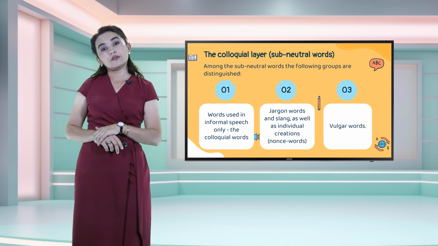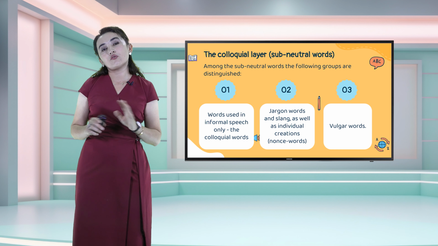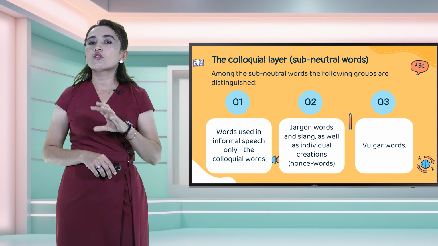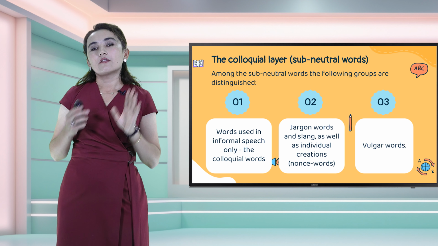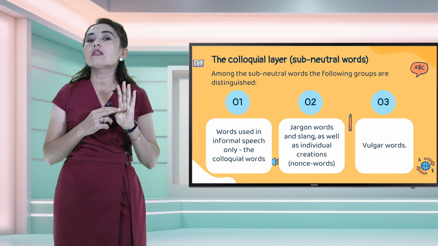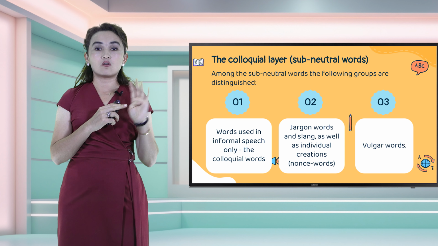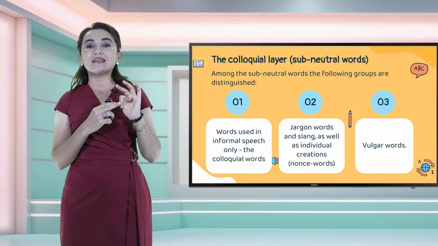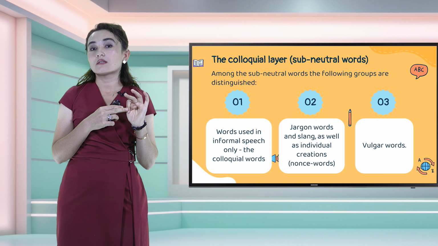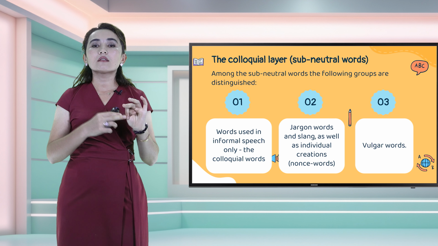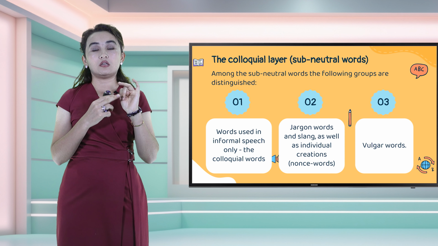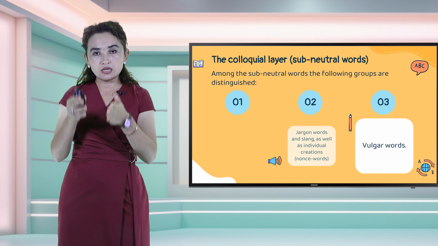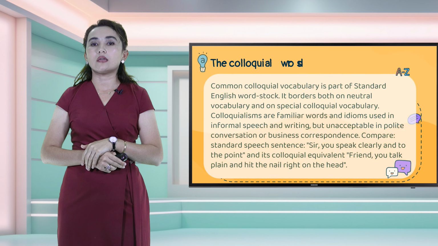About the colloquial layer, it is also called sub-neutral words. Among the sub-neutral words, the following groups are distinguished. The first group is words used in informal speech only, the colloquial words. The second one is jargon words and slang, and the third group is individual creations, nonce words, and vulgar words. I will give you detailed information for each subgroup of the colloquial layer.